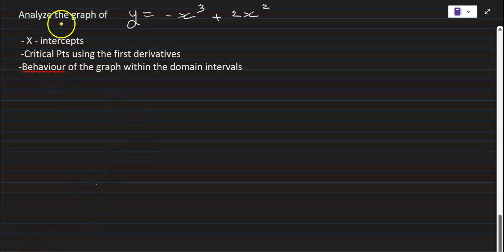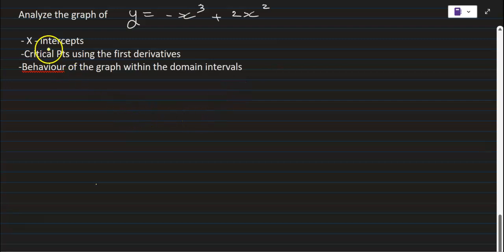Today we're going to look at this graph. We're going to analyze this graph using calculus. There are three things we need to deal with. First, we need to find the x-intercepts of this function. It's a polynomial function, specifically a cubic function. The next one is we need to find critical points using the first derivative, and that way we can find the curvature of the polynomial function, and then based on that we can find the behavior of the graph within the domain intervals. All right, let's go ahead and do that.